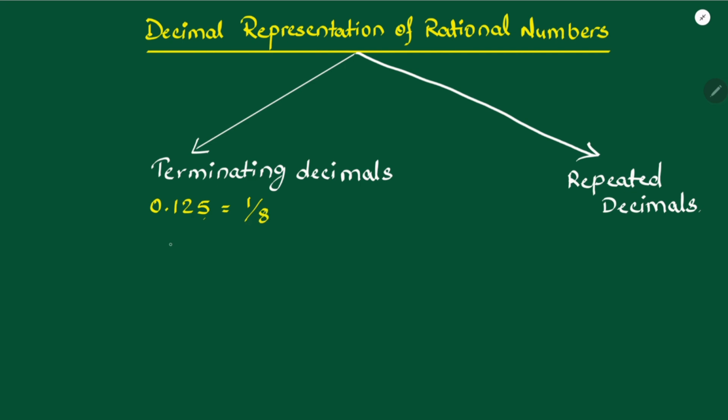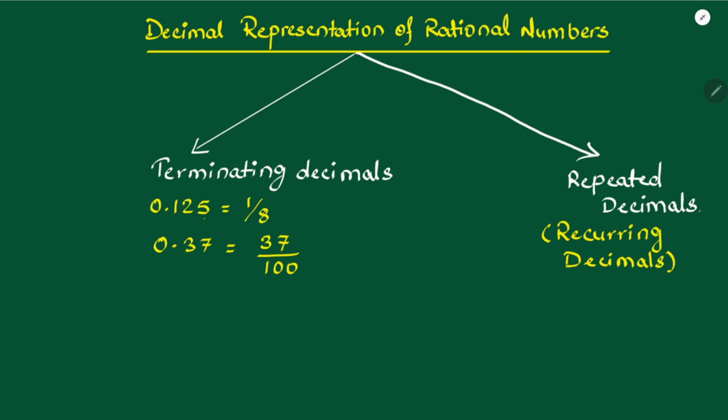And another example can be 0.37. Here again we can see that this number is terminated at 7. There are no more digits written after 7. So again this 0.37 is a terminating decimal. This 0.37 can be written as 37 divided by 100. Okay. Now let's see what repeated decimals are.